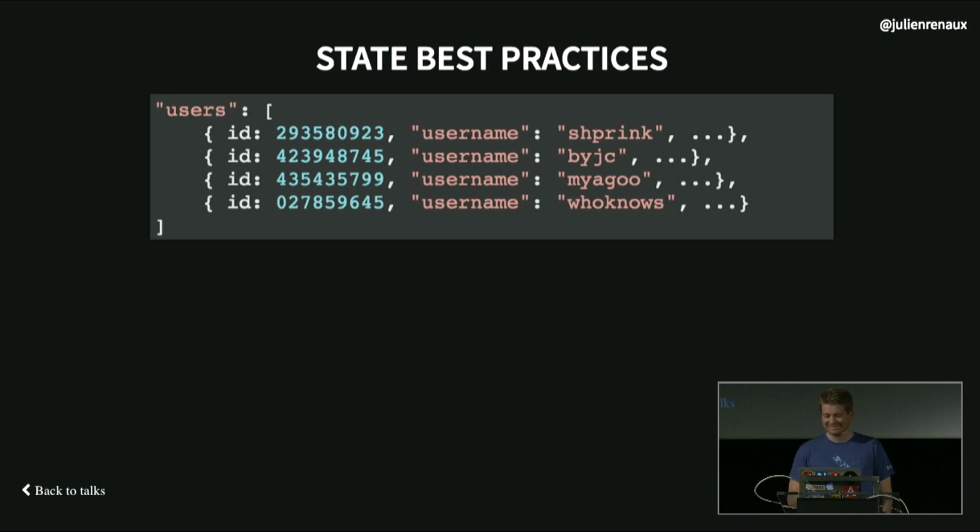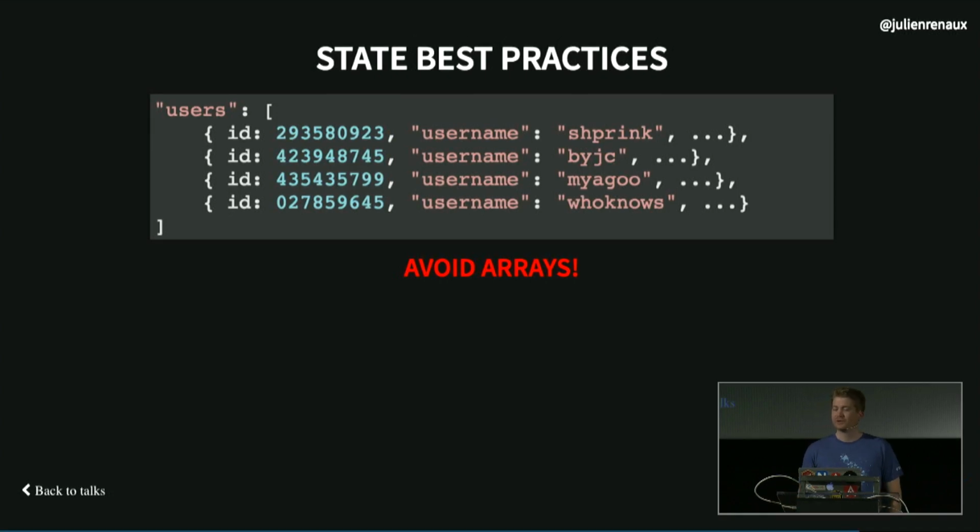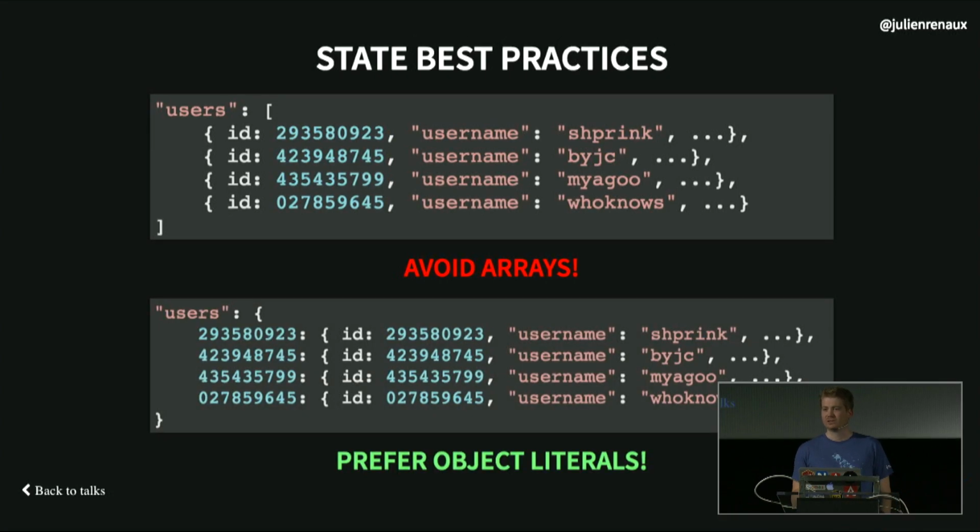No? Okay. So you should avoid arrays and prefer object literals. Why? It's because with an array, we need to go through the whole list of users if we want to get just a specific user out of it, right? With object literals, we simply get the right key. So it's easier and it has better performance.